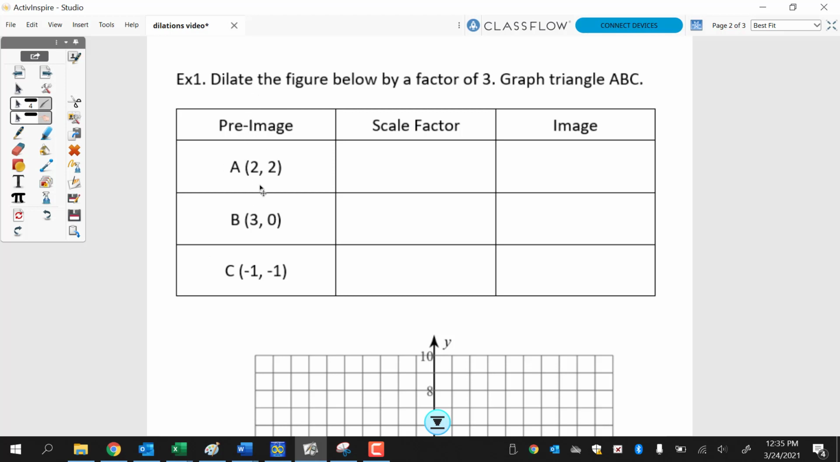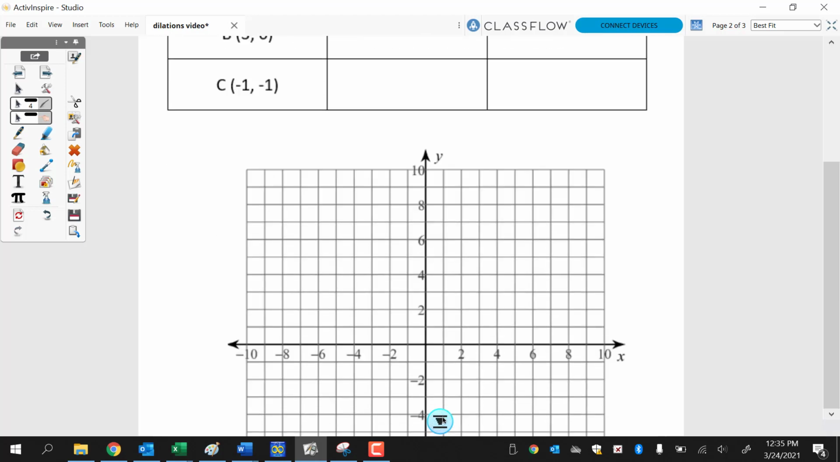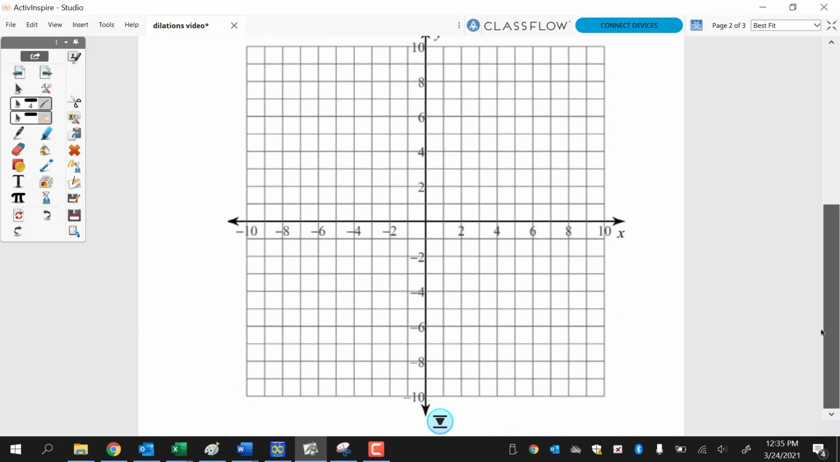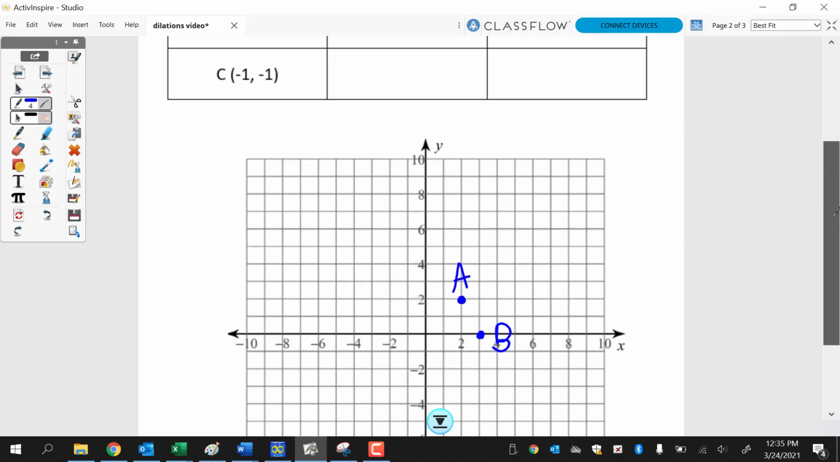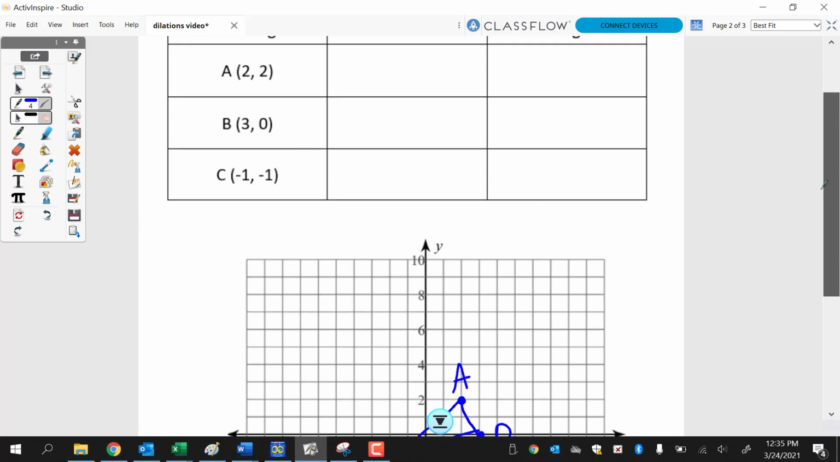So the first triangle, they only wrote the points, so we actually have to graph it on this little graph down here. So, before I scroll away, (2, 2), (3, 0), (-1, -1). Here we go. (2, 2), and that was A. (3, 0) was B. And (-1, -1). Great. On formative, you would connect these with straight lines, not crooked lines like I just drew. Okay, so that's the original shape.